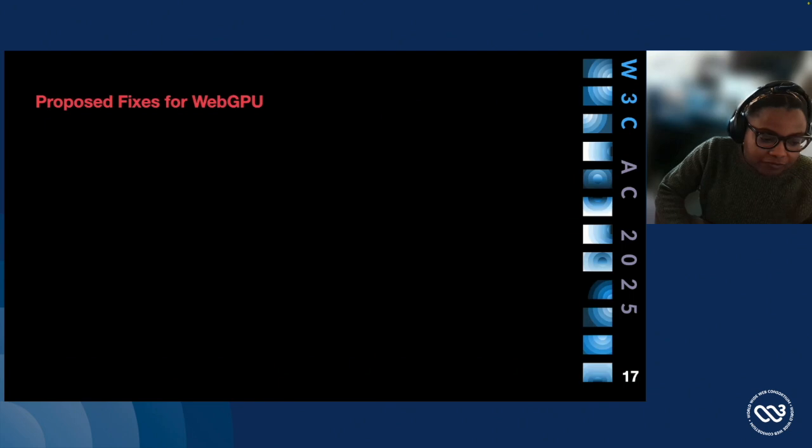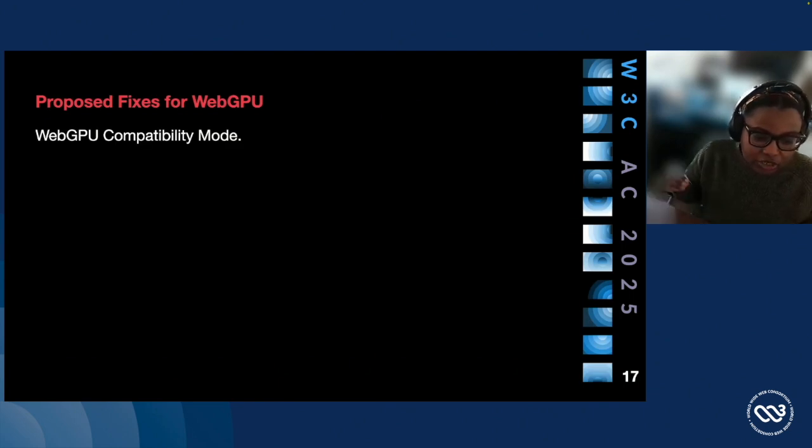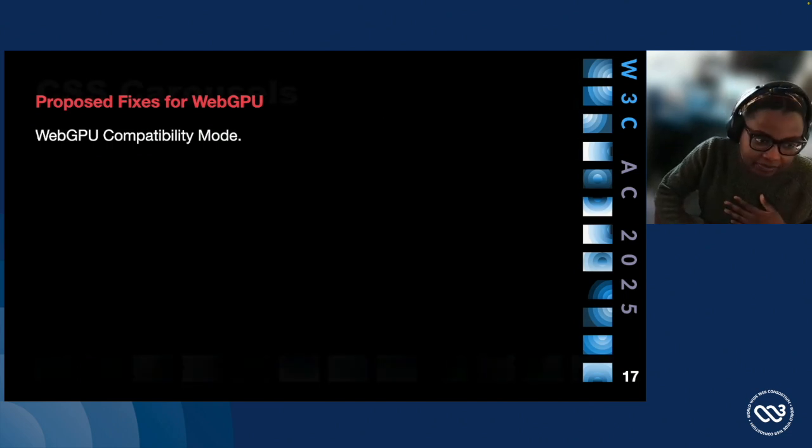This number is likely significantly larger when including users in the global majority. Now, the proposed fix for this is the WebGPU compatibility mode. The community group have proposed an opt-in mechanism to limit the WebGPU features that are incompatible with older devices and graphics APIs, and this is currently under review with the TAG.